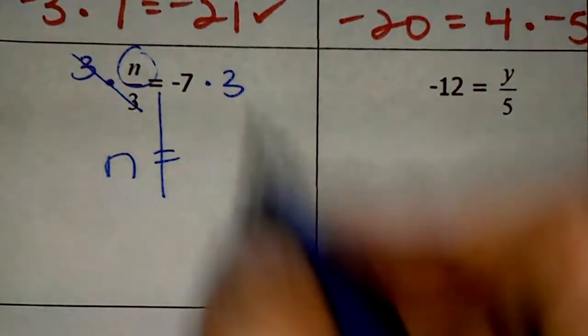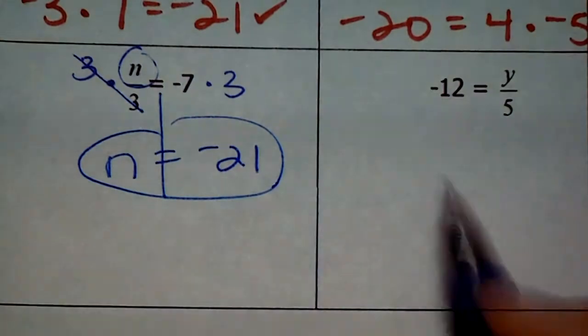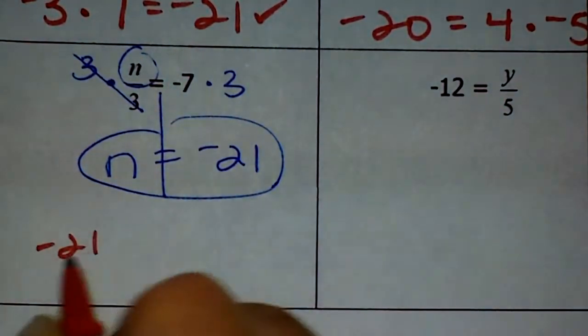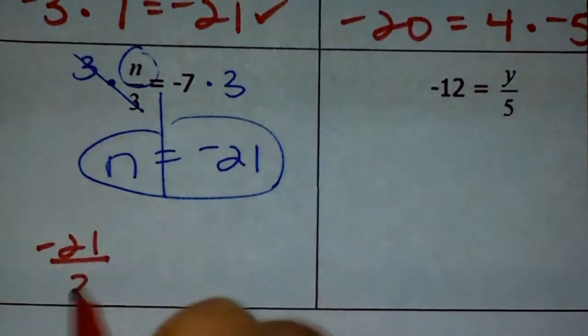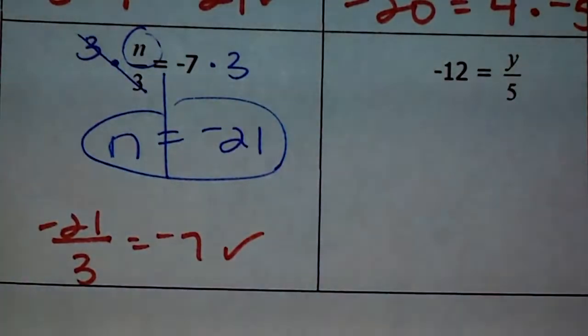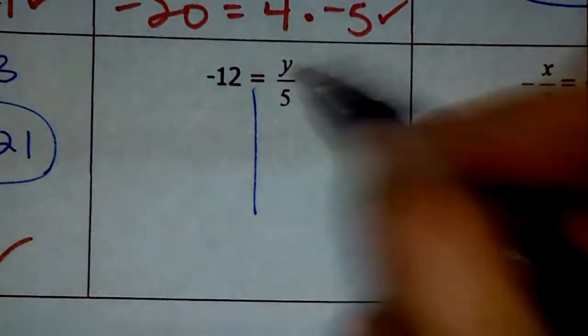Negative 7 times 3 is negative 21. To make sure that you're right, go back to your original equation. When you take negative 21 and replace n with that and divide it by 3, do you get negative 7? Yep, we're right. Alright, another example, but this time, oh my goodness, I put y on the right.